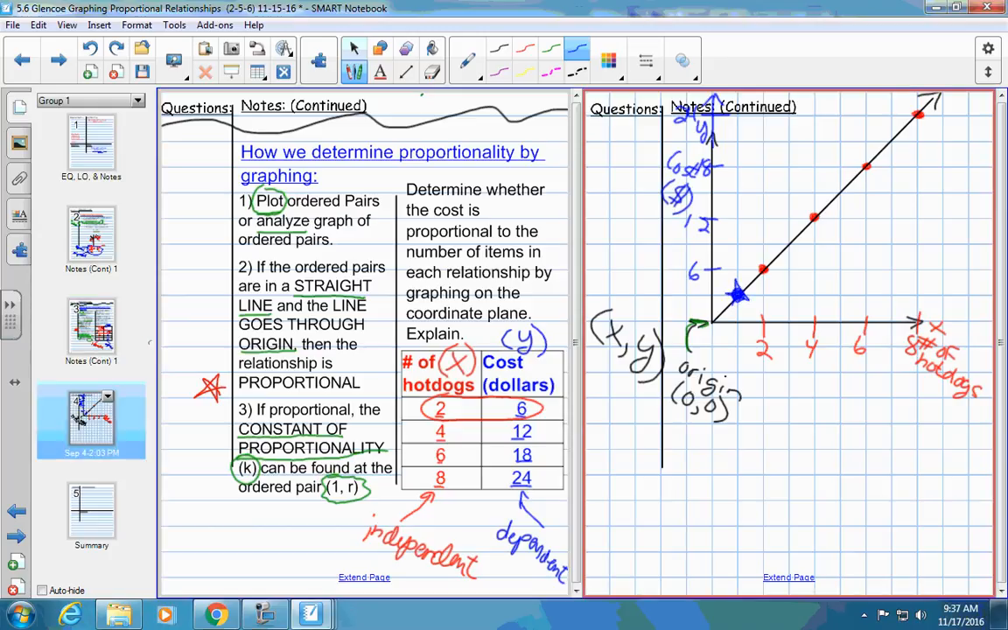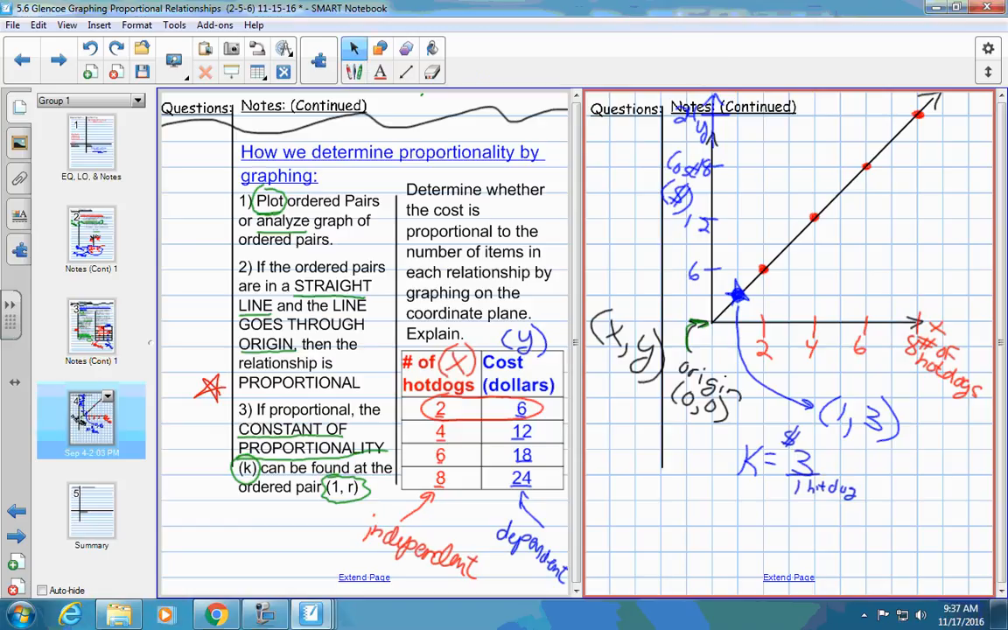And that's kind of why I counted the way I was counting, to make this easy to read. So this ordered pair is the ordered pair 1, comma, and I counted by 3's on my line. So that's 1, comma, 3. So it turns out that the ratio or the k value for this problem is $3 per hot dog. So we've discovered our constant of proportionality by graphing this time rather than our previous lesson where we learned how to do it through unit rates.